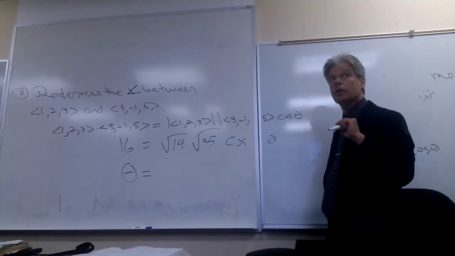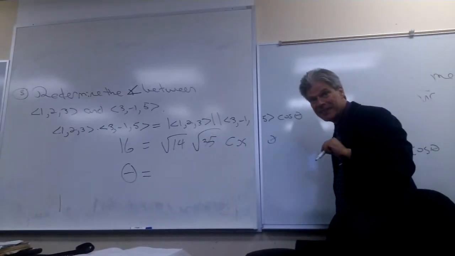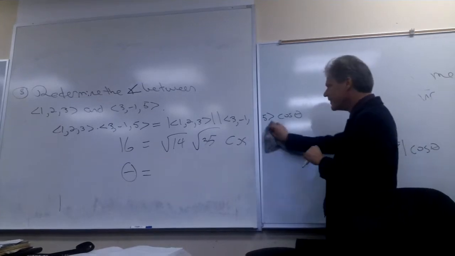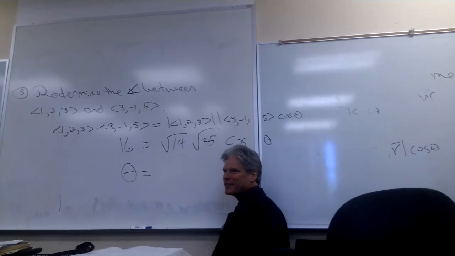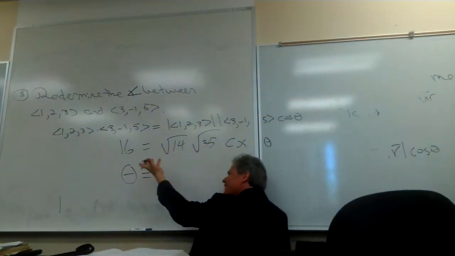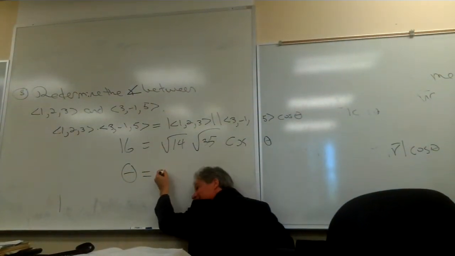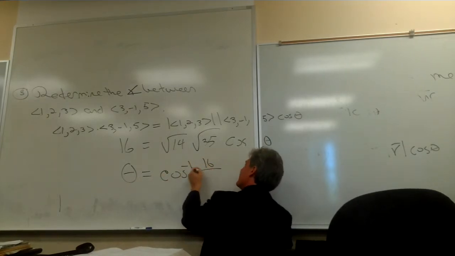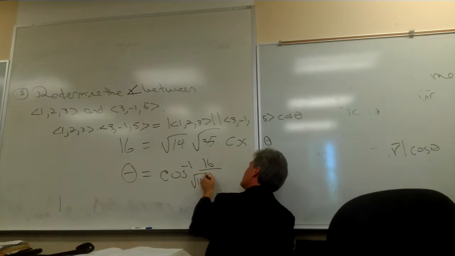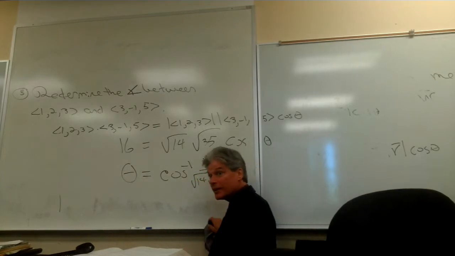You took way too long. What's theta? Who has a calculator? No, no calculator. You're on a desert island. There's no calculator. What's theta? Inverse cosine of 16 divided by root 14 times root 35. I agree completely. You guys can agree?